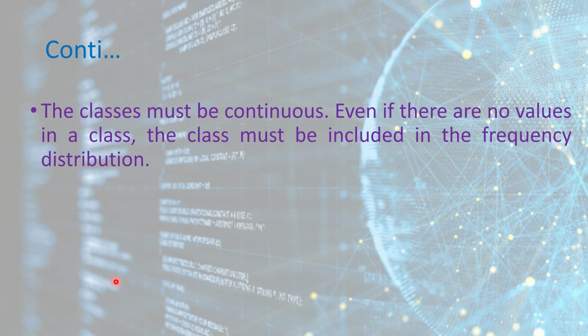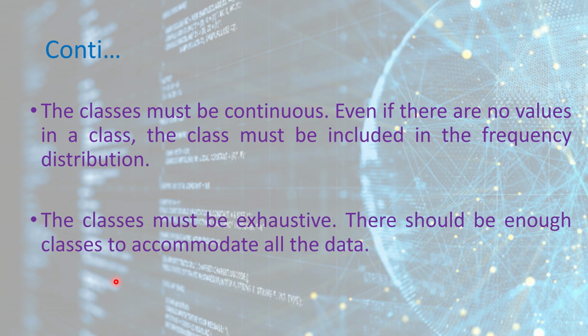The next one is the classes must be continuous. Even if there are no values in the class, if the class has a 0 frequency, you have to include it. There should not be a break in the classes. The class must be included in the frequency distribution, even if its frequency is 0. The classes must be exhaustive, which means all the data must be included. You should have enough classes to accommodate the complete data, and the classes must be equal in width as well. Every class should have equal width.